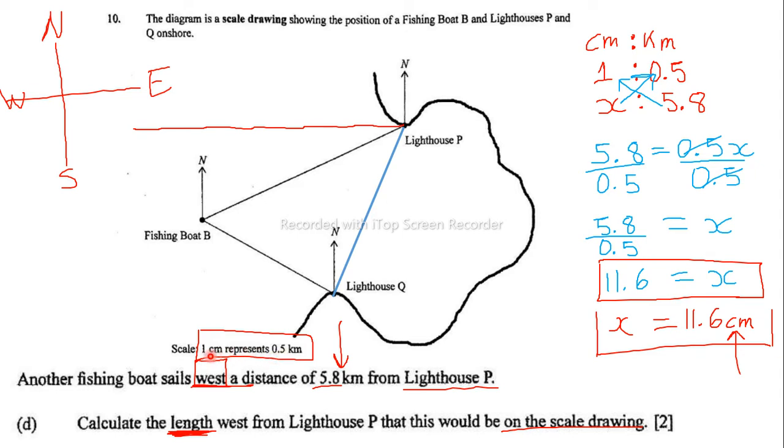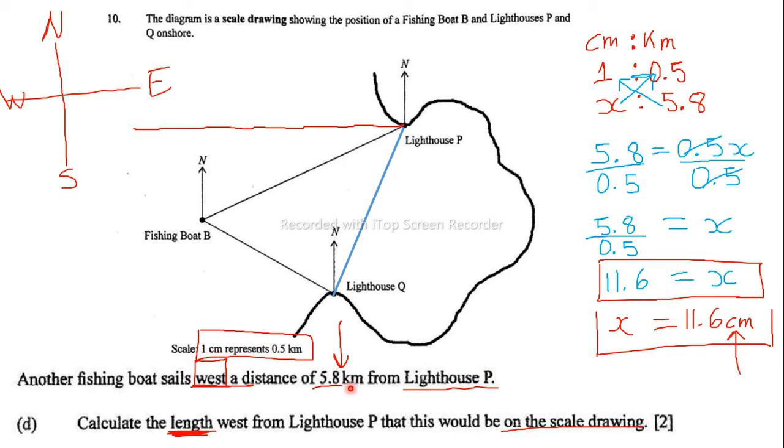If you have 2 centimeters, what's the kilometer value? 1, half of 2, right? If you have 3 centimeters, what's the kilometer value? 1.5. If you have 4 centimeters, what's the kilometer value? 2. Very good. So the kilometer value is always half of the centimeter value. You see what I'm saying?